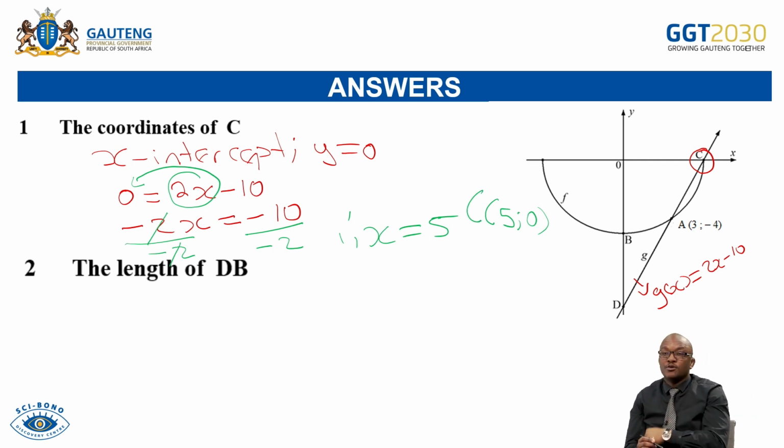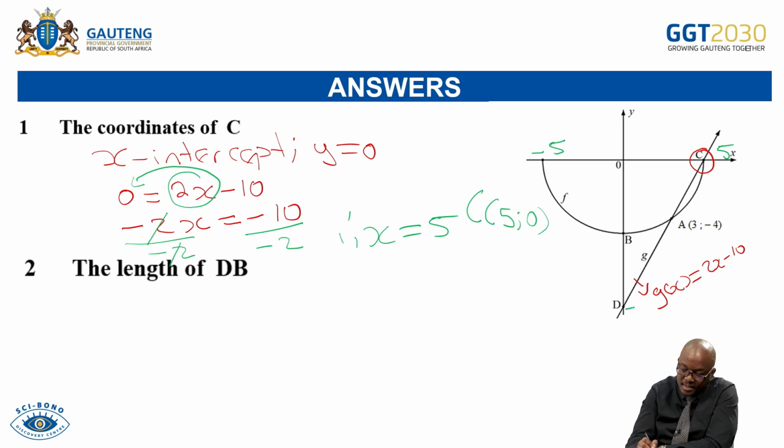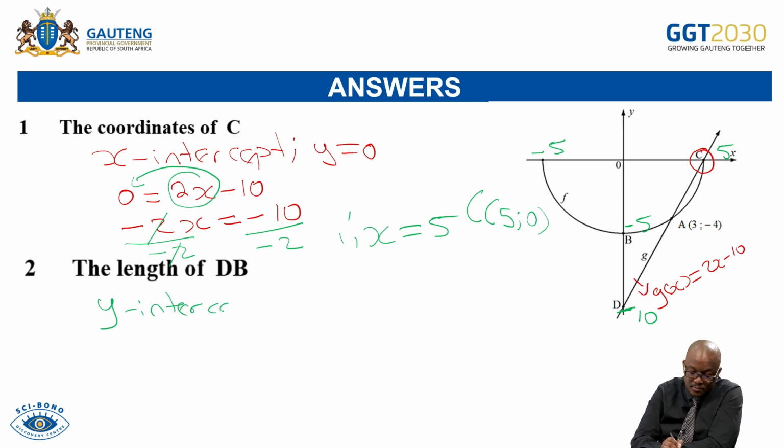Simple. So basically we know that if C is 5, that it will be negative 5 and that it will be negative 10. But B there is going to be negative 5. Why am I saying negative 10 at D? D is the y-intercept. So y-intercept, x is equal to 0. So y is equal to 2 of 0 minus 10. Then y is negative 10.